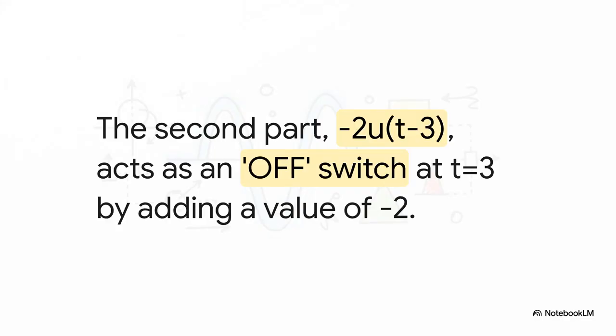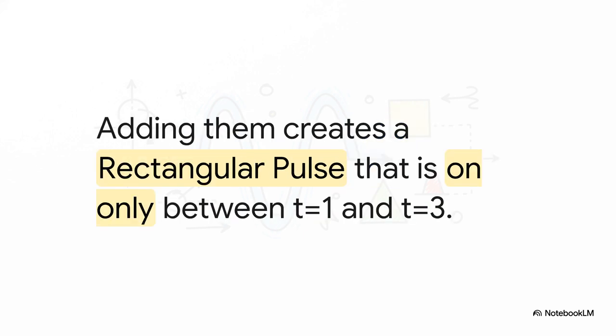Our second block is negative 2u of t minus 3. You can think of this as an anti-step. It's a step function that starts at t equals 3, but it has a height of negative 2. So at t equals 3, it's going to introduce a value of negative 2, and that's what's going to act as our off switch. So what happens when we add them together?